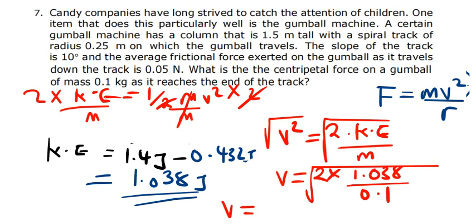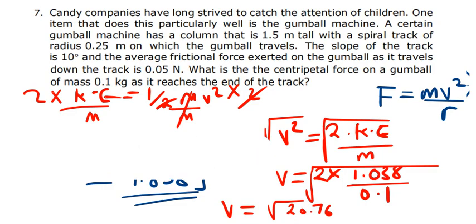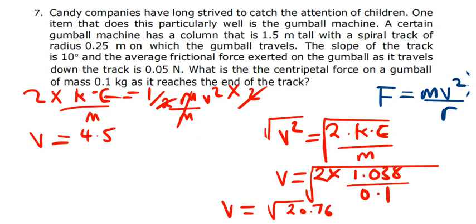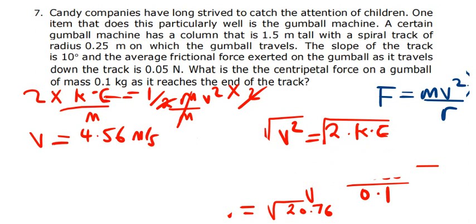2 multiplied by 2 multiplied by 1.038, divided by 0.1. I'm getting the square root of 20.76. Then I'm supposed to find the square root of 20.76. So therefore my v in this case, I'm getting 4.56 meters per second. This is what I have as my v.